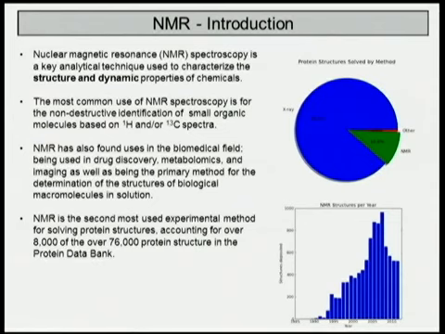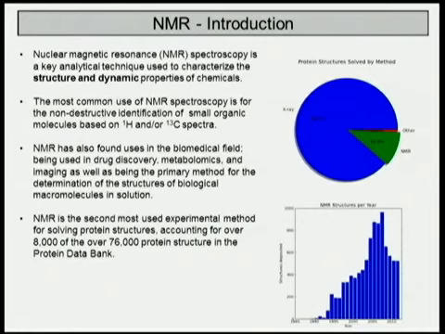So nuclear magnetic resonance, or NMR spectroscopy, is an analytical technique that is used to characterize the structure and dynamics of chemicals. The most common use is for small organic molecules. This is the kind of NMR you might have seen if you took an organic chemistry class. But NMR can also be used to identify larger molecules such as proteins.